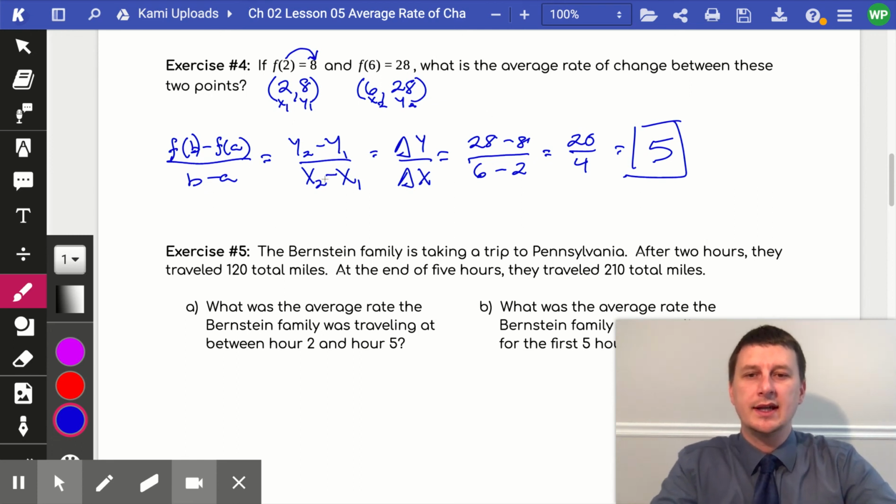So using any of these 3 formulas, you should be able to find that your average rate of change between these 2 points was 5.